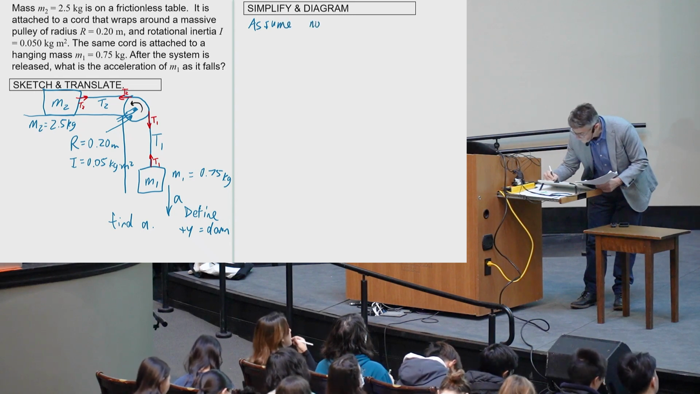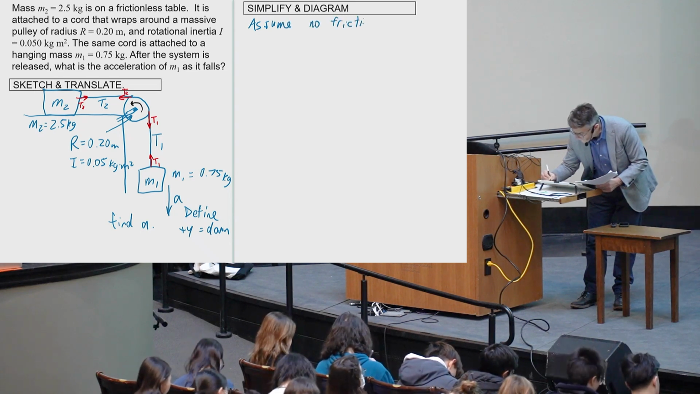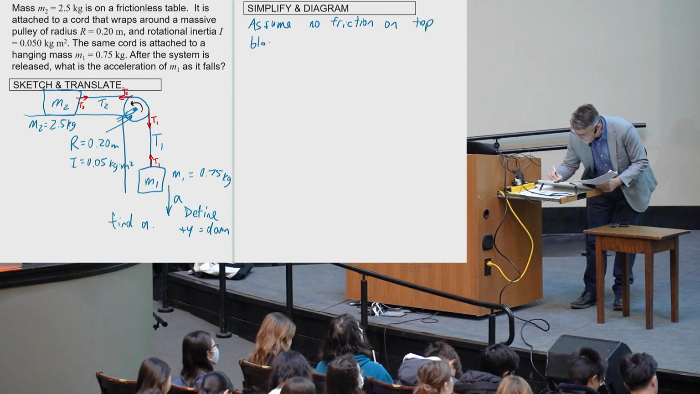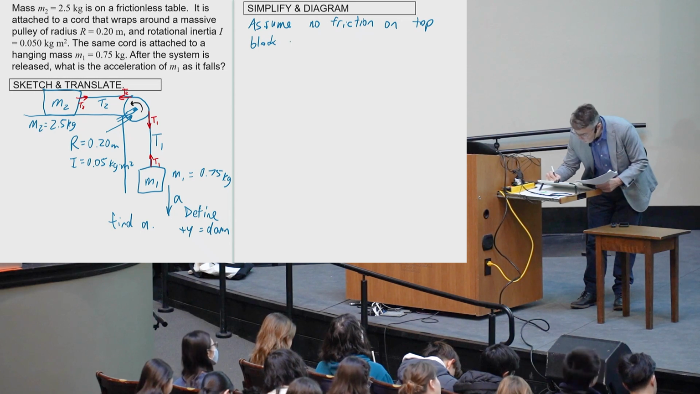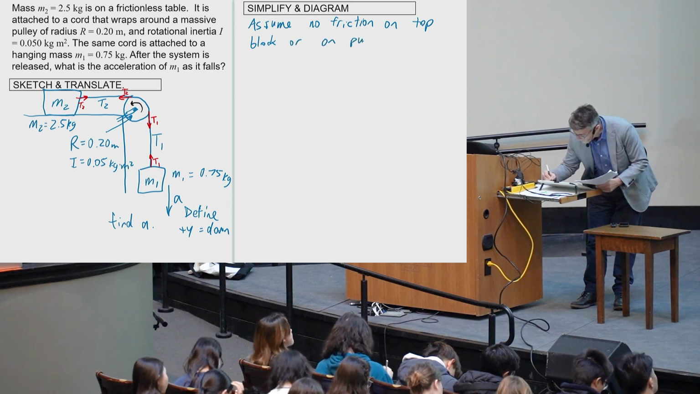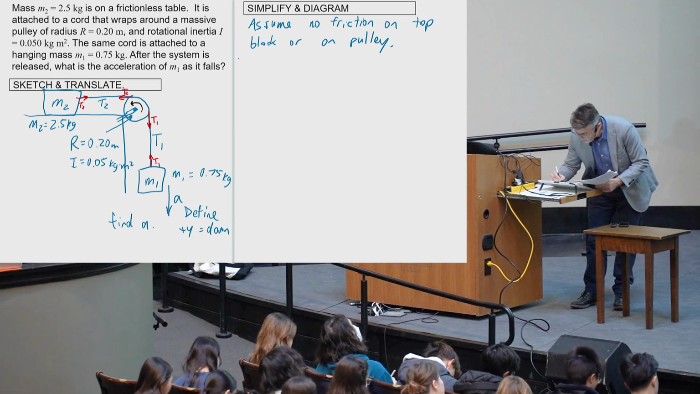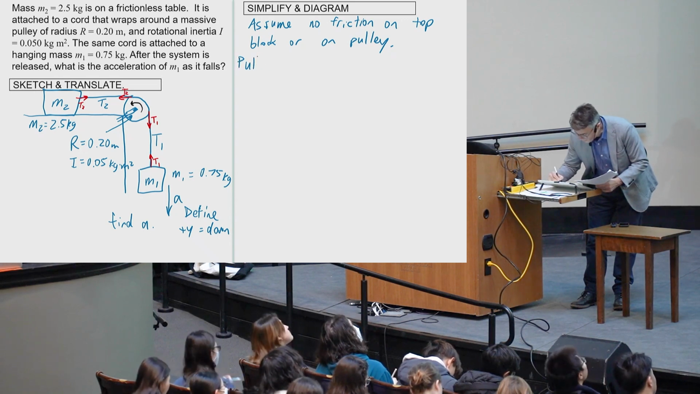So I'm going to assume no friction on the top block, on either block, actually. But one's hanging, so, or on the pulley. So that's an assumption. Let's do the pulley system first, and then we'll do the M1 system.